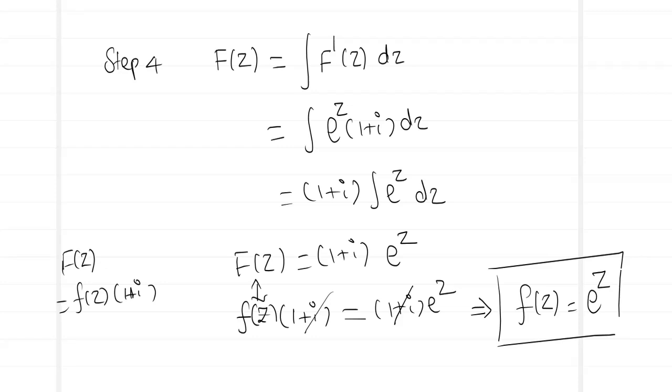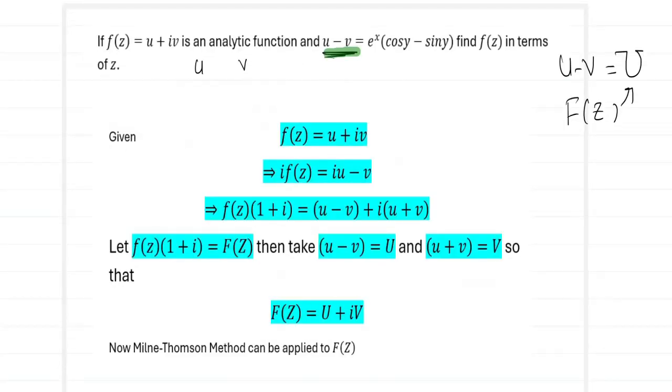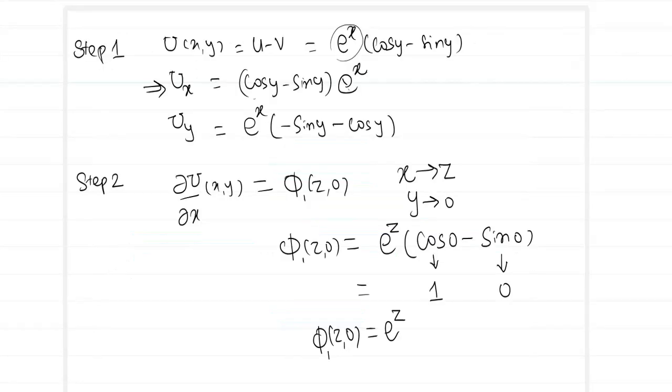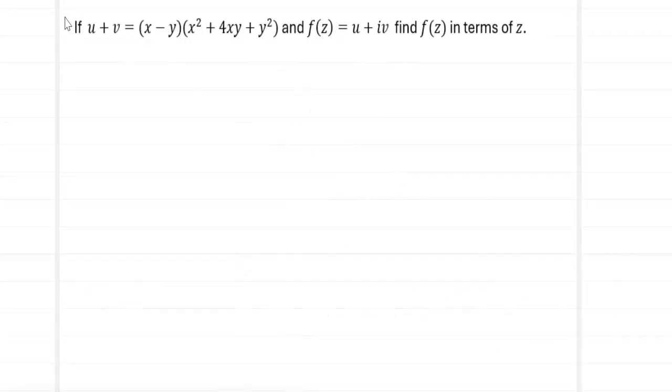So this is the way we proceed when we have been given either a u plus v or a u minus v. So we will try to do one more problem of the category u plus v. So the problem is, if u plus v is x minus y into x square plus 4xy plus y square, f of z is equal to u plus iv. We have to find f of z in terms of z. Again, notice we have not been given a single u or single v, but we have been given a combination of u plus v.